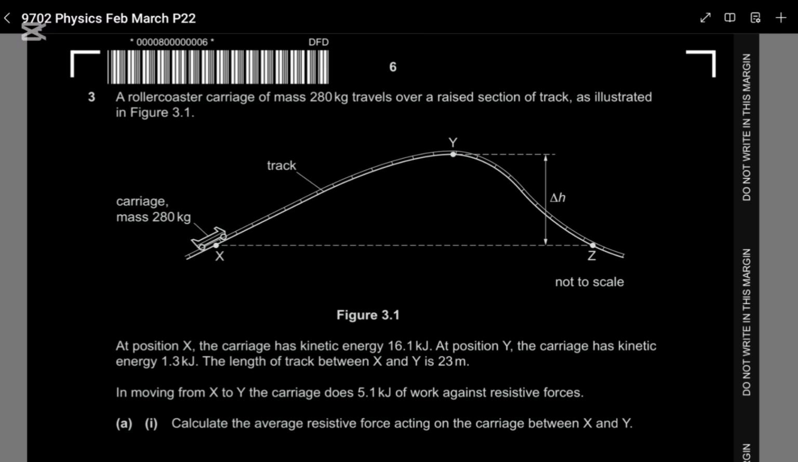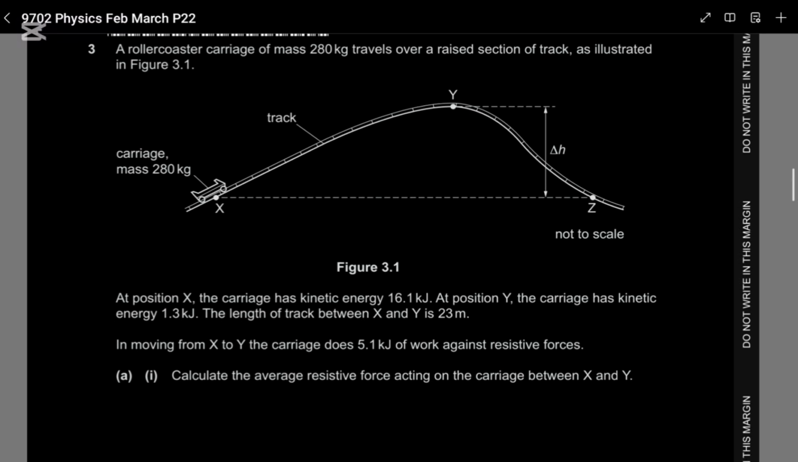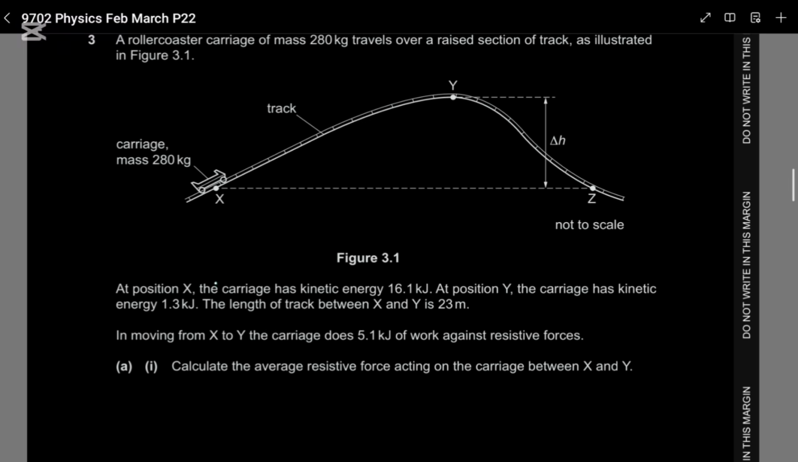Question number 3. A roller coaster carriage of mass 280 kg travels over a raised section of a track as illustrated. At position X, the carriage has a kinetic energy of 16.1 kilojoules, whereas at position Y, the carriage has a kinetic energy of 1.3 kilojoules. So straight away we can notice that kinetic energy is lost.